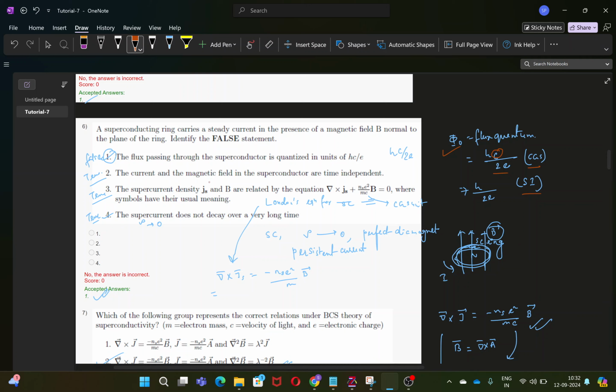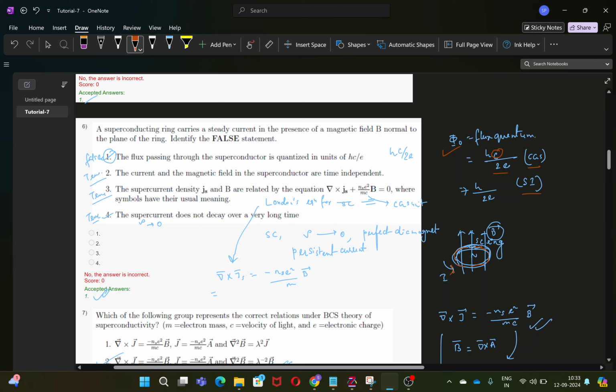As for the other options, if we read how they are true, you will eventually have to use the concepts about superconductors and superconducting rings. Option number 2 is that the current and the magnetic field in the superconductor are time independent. This is also true because if this is your superconducting ring, this dash blue region that I am again marking over, and inside it is some other non-superconducting normal space. Because this is a ring, inside it will be a normal space, and let's say there is an external current that is flowing through the superconducting ring.